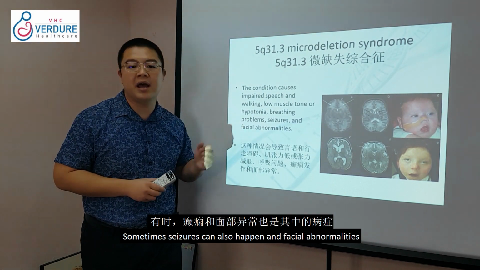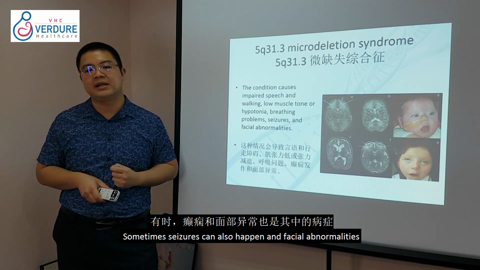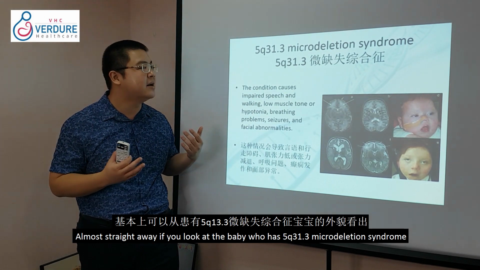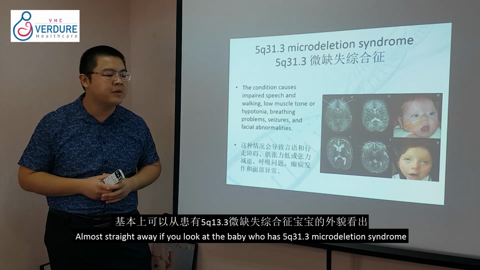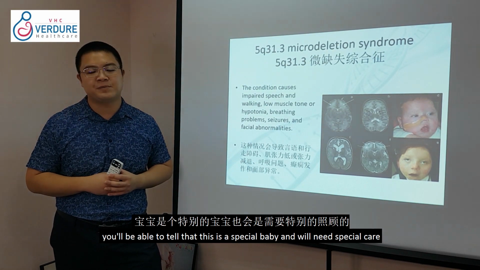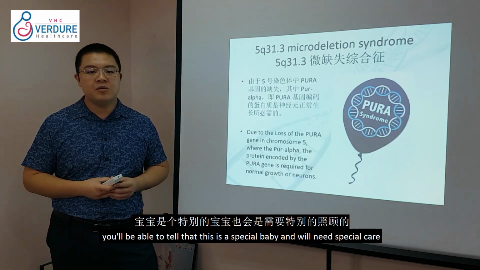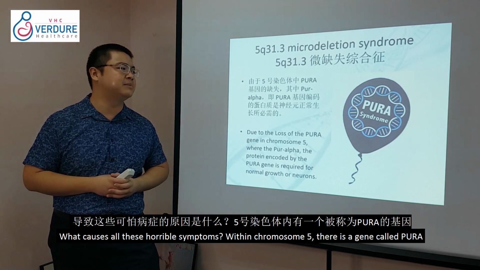Sometimes seizure can also happen, and then facial abnormalities. So straight away, almost straight away, if you look at a baby that has 5q31.3 microdeletion syndrome, you will pretty much be able to tell that this is a special baby and would need special care. So the question is, what causes all these horrible symptoms?